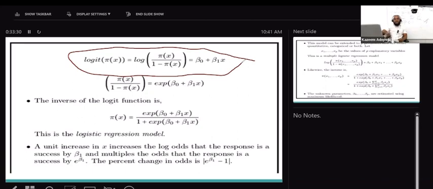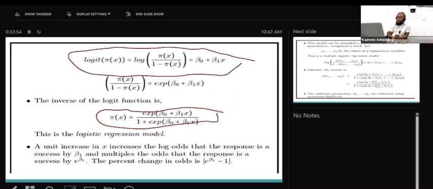Now, when I go mathematical and solve for pi of x, I'm actually going to have the inverse of the logit, which is this one here, the inverse of the logit, that we call pi of x equal to that. That is what we call the probability model, the probability form of a logistic regression model. There's a difference between the first one and the second one. When you take a look at the first one, the logit, the log of pi of x over 1 minus pi of x, that's a log odds model. That's a logit model. But the one where you see the inverse of the logit is a probability model.